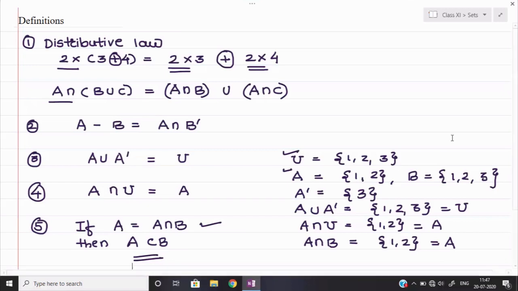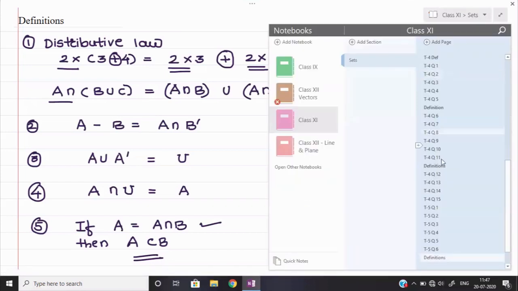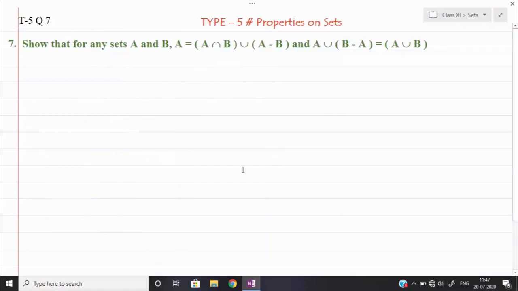Now let us start question number 7. In question number 7, see what is given. Show that for any sets A and B, A is equal to A intersection B union A minus B, and A union B minus A is equal to A union B. So let us take the first part, part number 1. Let us prove how it is possible. Whatever definitions I have explained to you just now, all of this will be required.